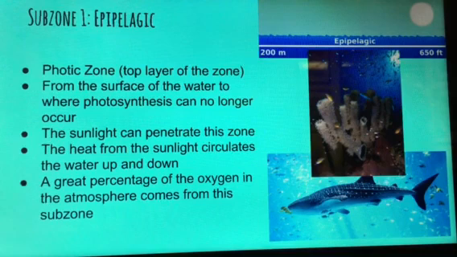The sunlight can penetrate this zone, making it better for other animals to live there and survive. The heat from the sunlight circulates the water up and down, making it easier for fish and other organisms to get through the water. A great percentage of oxygen in this atmosphere comes from this subzone because of the extra oxygen in the air.